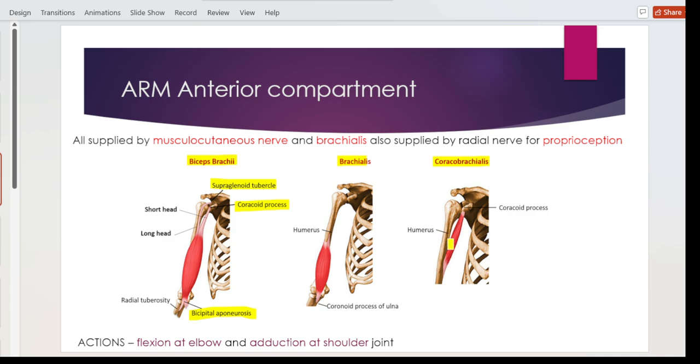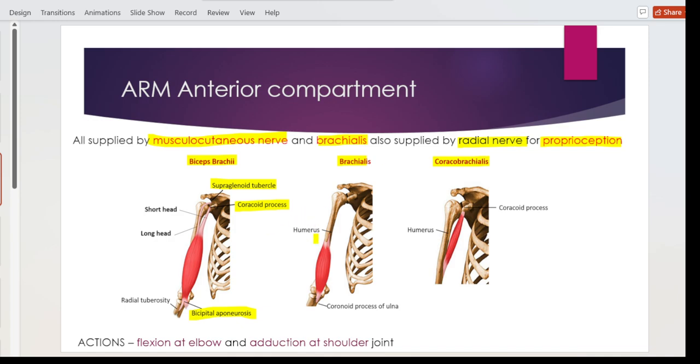Okay. Now, nerve supply. We all remember that anterior compartment of arm is supplied by musculocutaneous nerve. Okay, but there is an exception, that is the brachialis muscle. For its proprioception it is supplied by radial nerve. That's why it is the hybrid muscle, brachialis. Rest all the muscles, musculocutaneous nerve, we already know, and brachialis is also supplied by musculocutaneous nerve, but for proprioception, it is supplied by radial nerve.